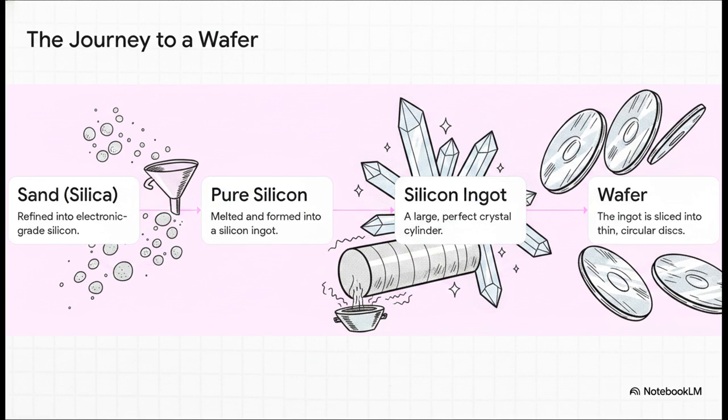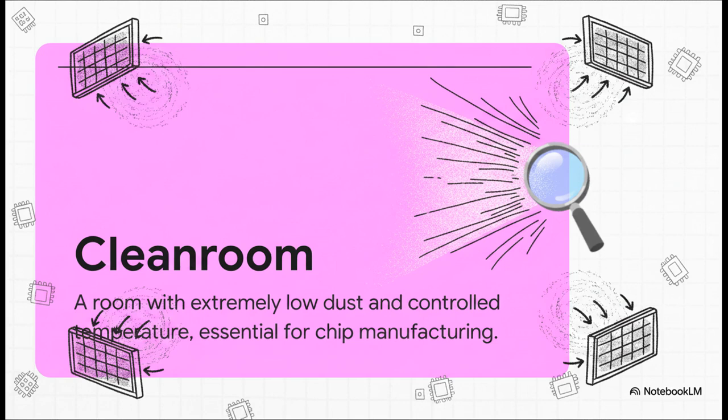This ultra-pure silicon is then melted down and grown into a perfect single crystal cylinder called an ingot. And finally, that ingot is sliced into these super thin, mirror-like discs that we call wafers. This is our canvas.